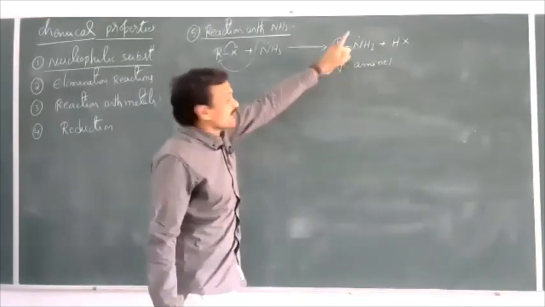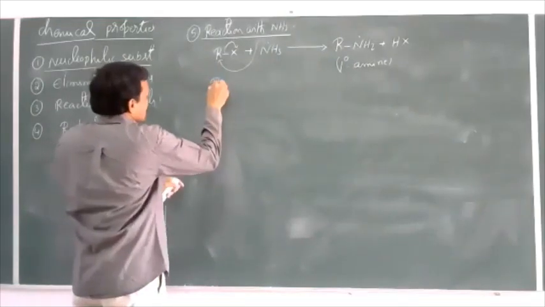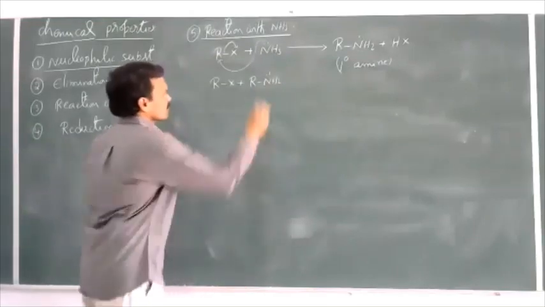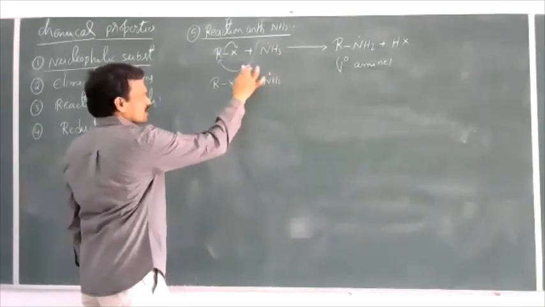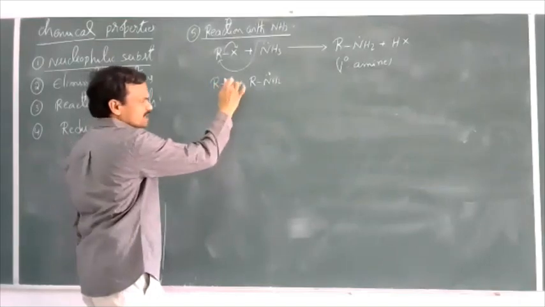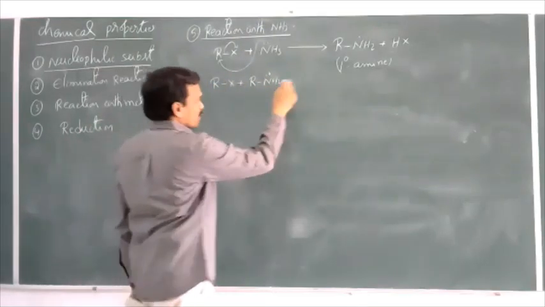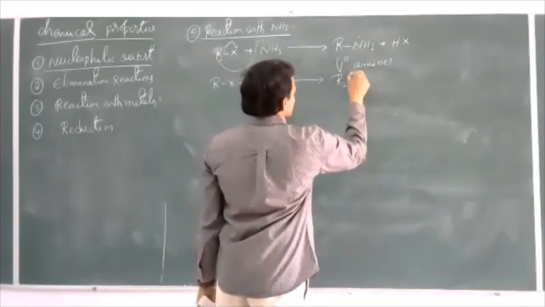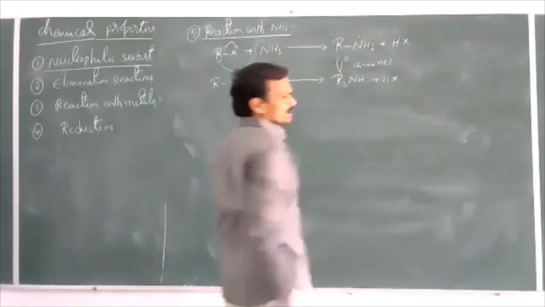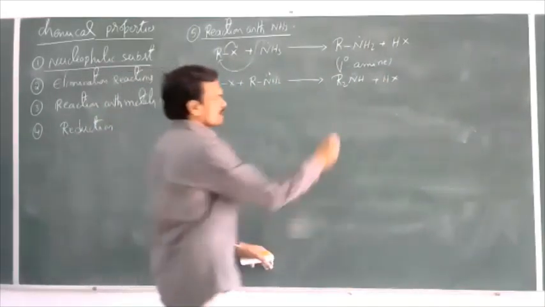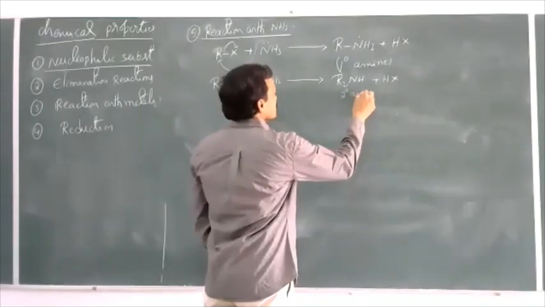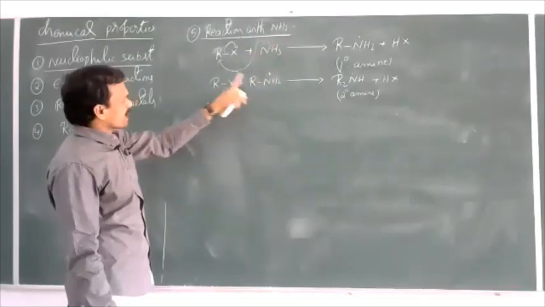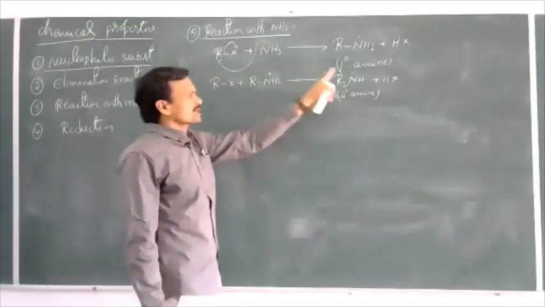This RNH2 can attack another haloalkane molecule, RX plus RNH2. Now again this NH2 donates electron pair to R, and X minus is replaced here, and from here H plus combined to form HX. That means we can get R2NH plus HX. This is called a secondary amine. So that primary amine, what is formed, can attack another haloalkane molecule, and then we can get secondary amine.